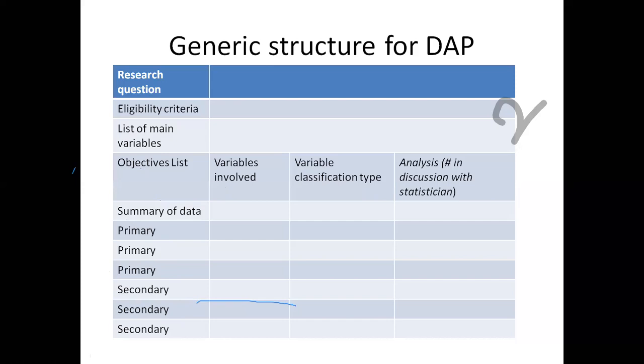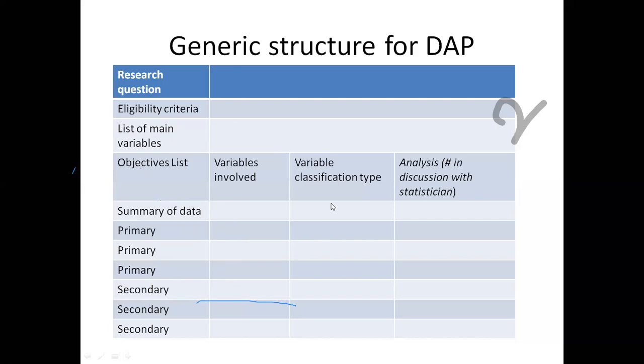Suppose you're interested in just a baseline summary, then you say, okay, I'm looking at demographic information. I'm looking at demographic variables, and you mention those baseline variables. Likewise, for primary objectives, you say what are the variables that are associated with the primary objective, and then you look at the secondary objectives and say what variables are associated with the secondary objectives.